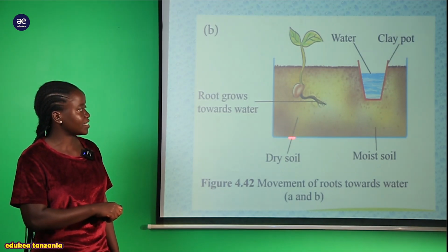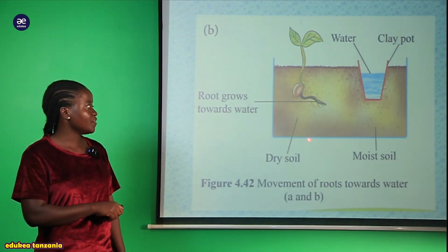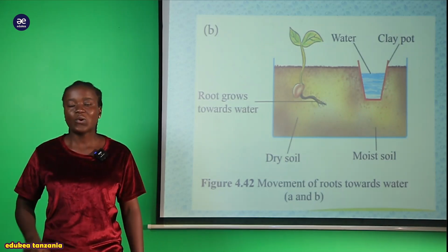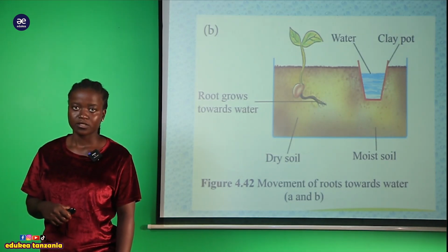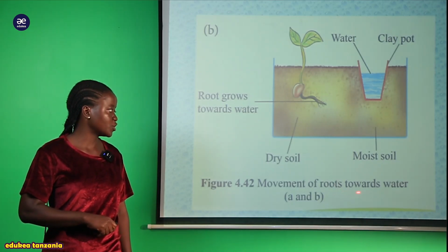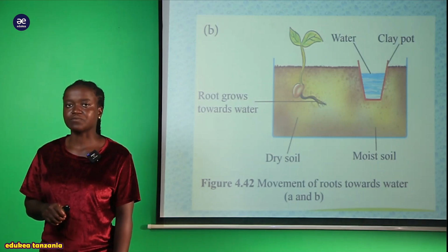And that will bring about positive hydrotropism, since now you can see here there is dry soil. This soil is curved. There is no moisture content. So the roots will tend to move to the direction of where the water is found. And that will bring about the movement of the root toward the water, and that is hydrotropism.